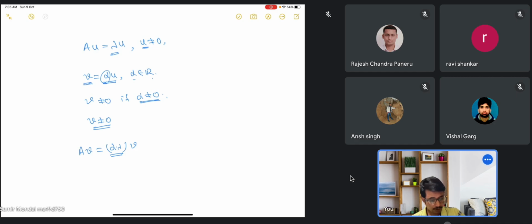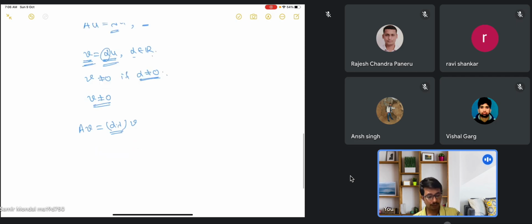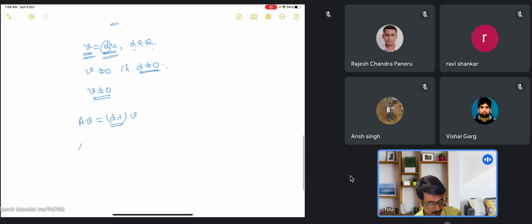So here we can observe any vector which is a multiple of u is an eigenvector of A. Then what can we say about that? From here we can observe the space generated by u.